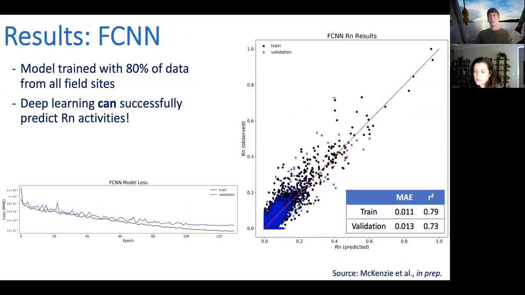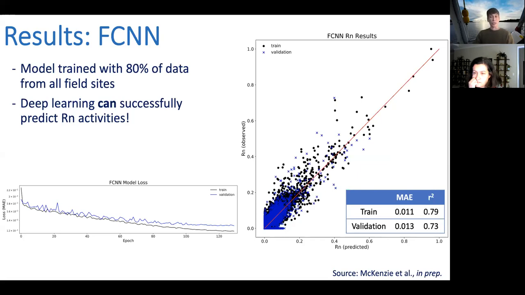So how do these models perform? We're going to start with the fully connected neural network, which, as a reminder, has water depth, temperature, salinity, air temperature, and wind speed as inputs, and radon as the output. And it was trained and validated with data from diverse field sites globally. Here we can see the model is actually really able to nicely predict radon concentrations. And so the plot on the right side of the slide shows the observed versus predicted radon for both the training data, represented by the black dots, and the validation sets, represented by the blue X's.